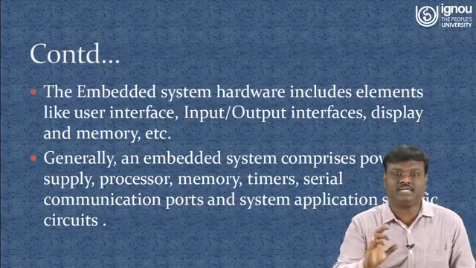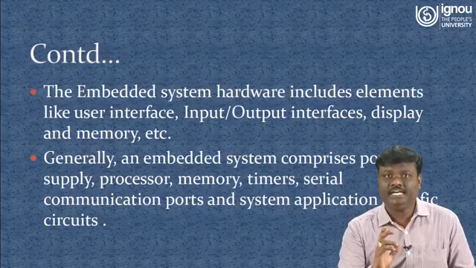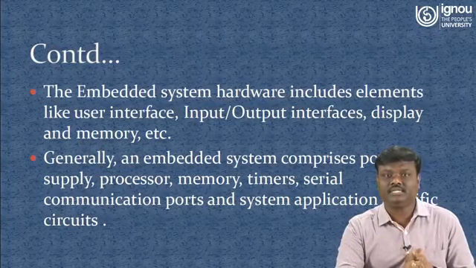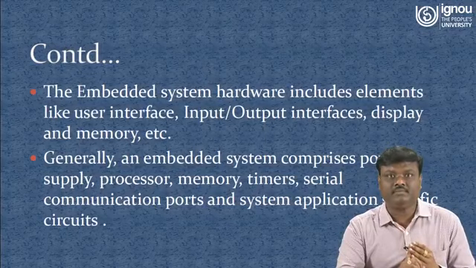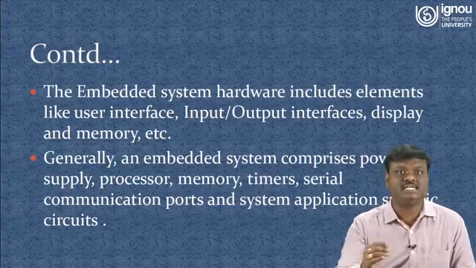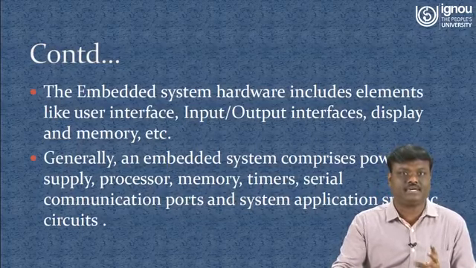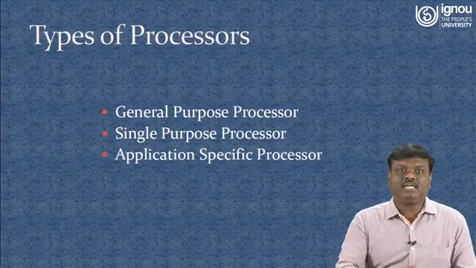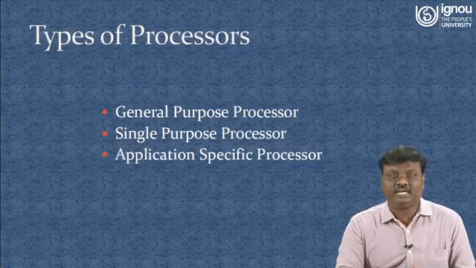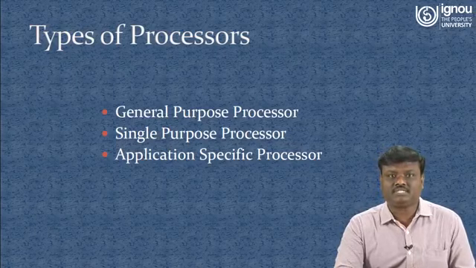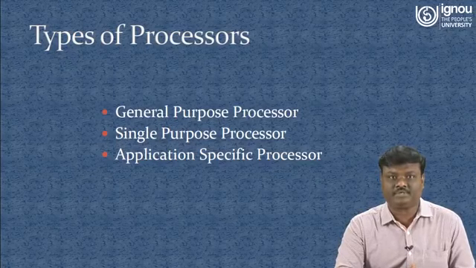This particular point talks about the inside part, that is the embedded system block that we are talking about. So it comprises the power unit, the processor, the memory, the timers, the serial communication ports, system applications, system circuits or external interface device. So these particular things comprise that particular block of the embedded system. There are three kinds of processors that we can talk about: one is the general purpose processor, the single purpose processor, and then the application specific processor.